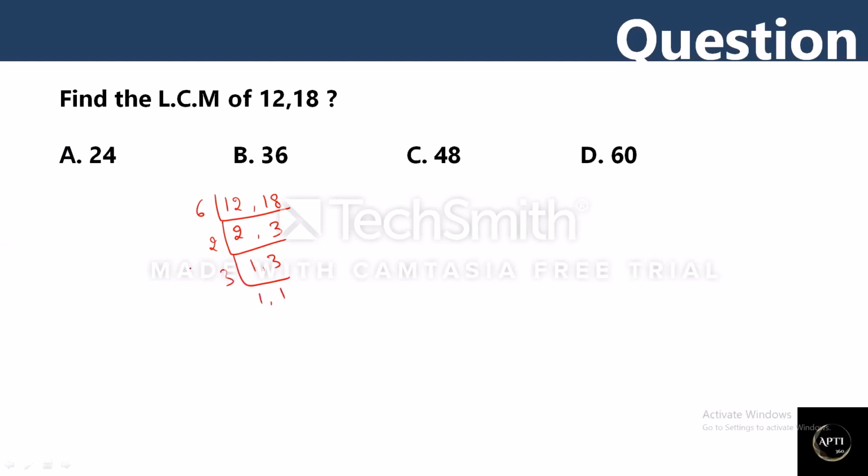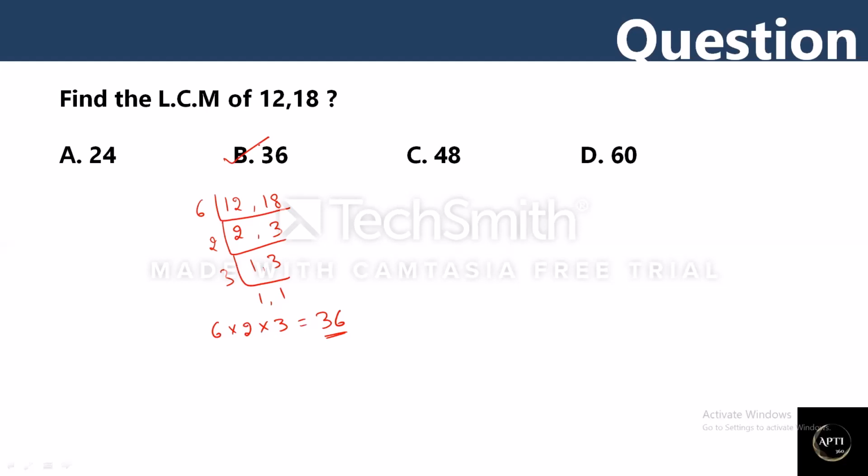So now what will be the LCM here? 6 into 2 into 3, which equals 6 two times is 12, 12 three times is 36. So the LCM here is 36. Option B is correct.